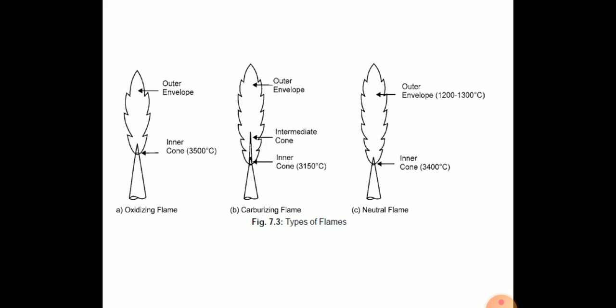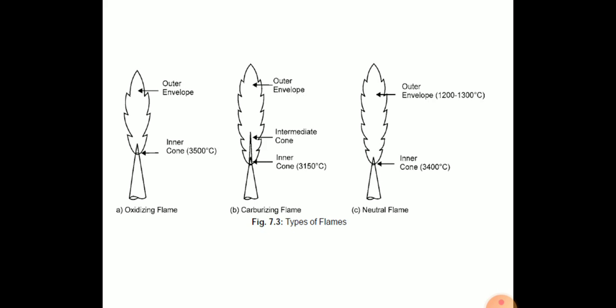Then the last one is the oxidizing flame. See in the figure. After the neutral flame, if the supply of oxygen is further increased, the result will be an oxidizing flame. Its inner cone is more pointed, and the outer flame envelope is much shorter. It burns with a loud roar. The temperature is of the order of about 6300 degrees because of excess O2, so complete combustion takes place. This flame is harmful for steel because it oxidizes the steel.